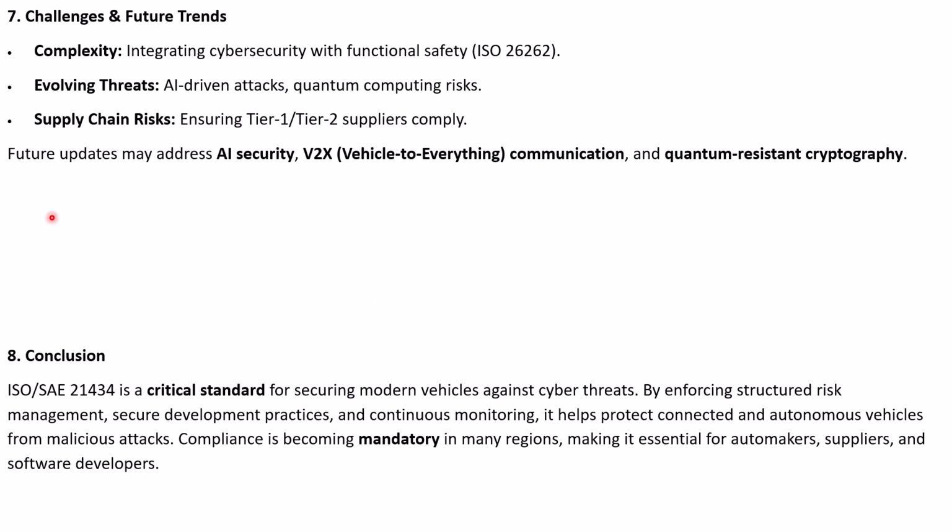Now, what are the further updates? Further updates may address AI security, V2X communication, and quantum-resistant cryptography. This is extremely important. V2X, vehicle-to-everything communication, is especially important because there are plenty of ways in V2X by which malware can be injected into the vehicle. That is the reason V2X communication is extremely important. And then quantum-resistant cryptography.